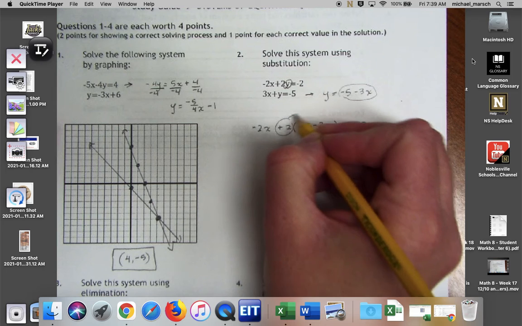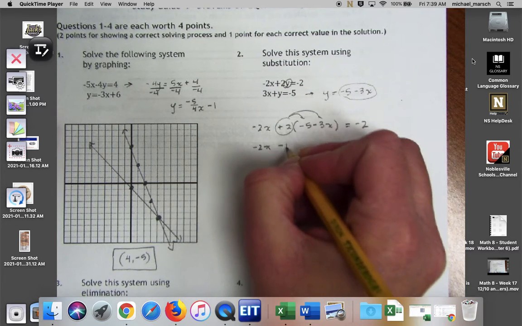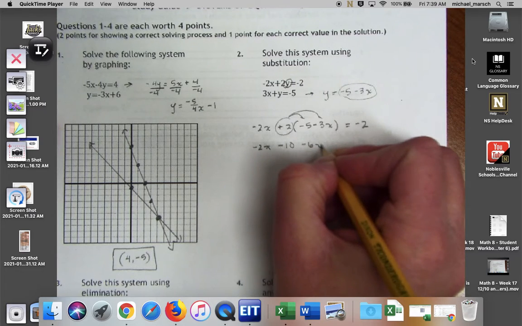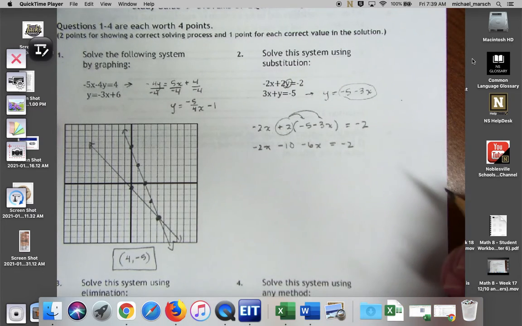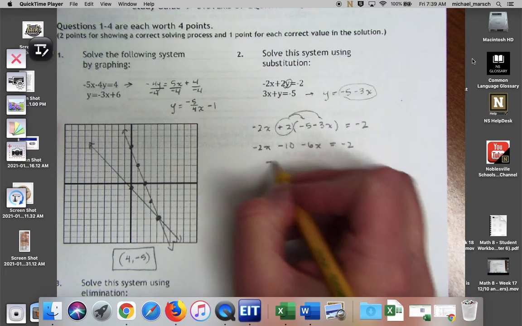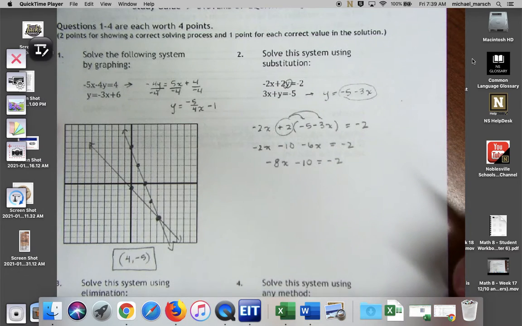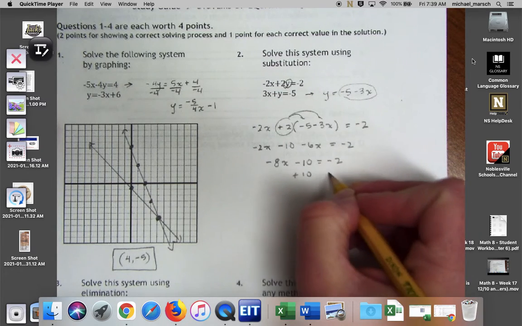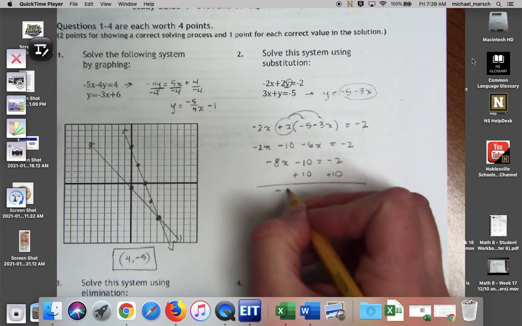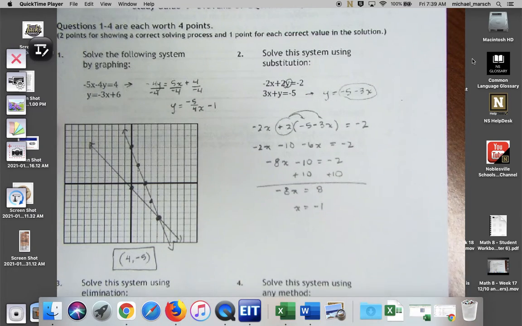So then I'll distribute this 2. So I'll get -2x minus 10 minus 6x equals -2. Then I'm going to combine my like terms since these are on the same side. So I get -8x minus 10 equals -2. Add 10 to both sides. -8x equals 8. So I'm going to get x equals -1.